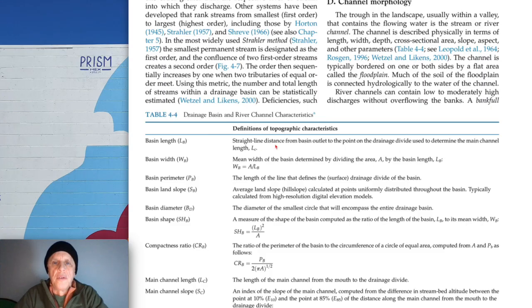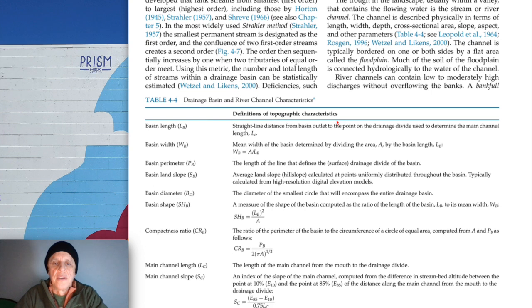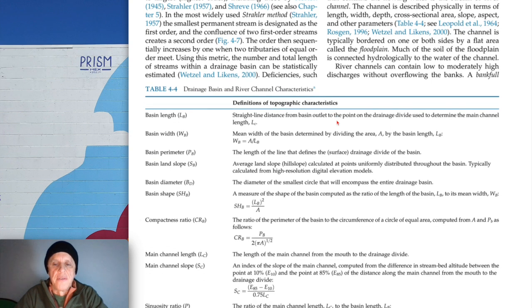Good day, everyone. So we are reviewing Wetzel's Limnology textbook, the fourth edition, and we are on chapter 4. More specifically, we are looking at rivers and stream characteristics, and section D, channel morphology. But before we do that, let's look at a couple of tables and figures.